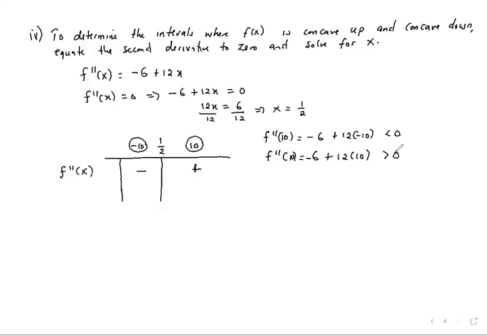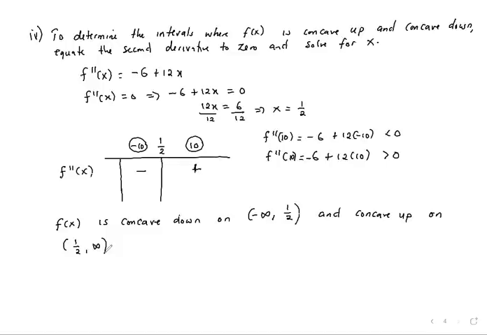So where f prime prime is negative, f of x is concave down on -infinity up to 1/2. Where it's negative, the function is concave down. And concave up on 1/2 to +infinity. Like that.